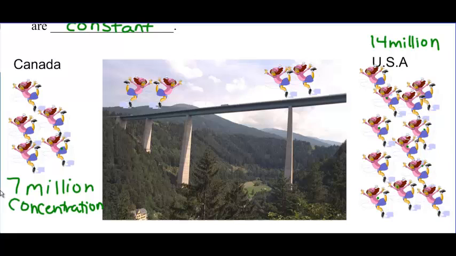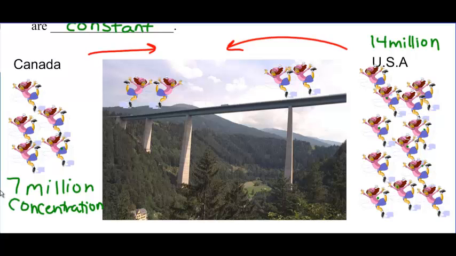The idea behind equilibrium is that the rate of the forward reaction would equal the rate of the reverse, meaning the rate at which people leave Canada to go into the United States is equal to the rate that the people leave the United States to go into Canada.